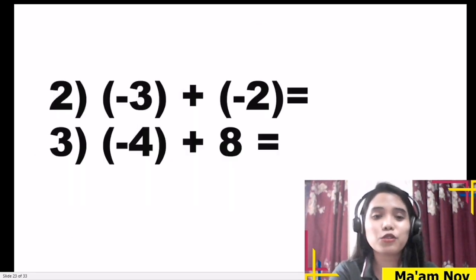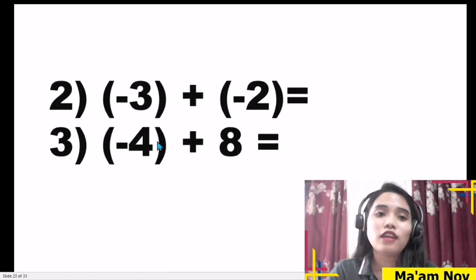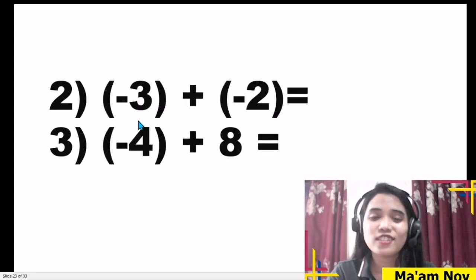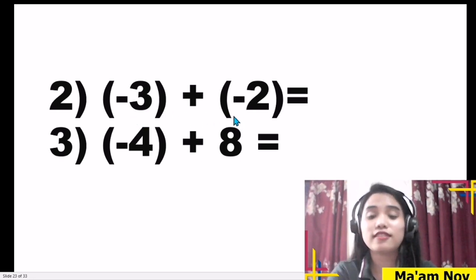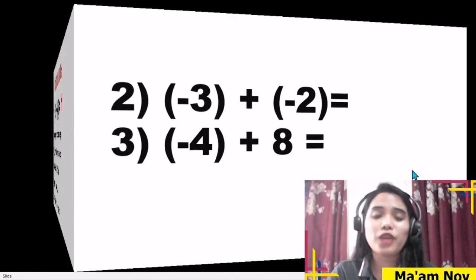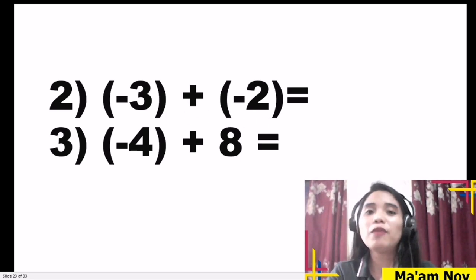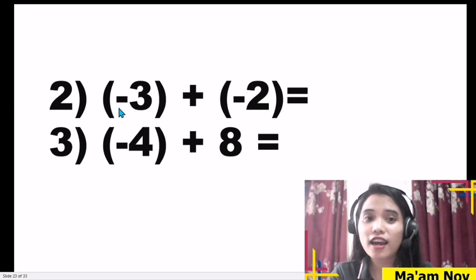Next, how about number 2? Negative 3 plus negative 2. What is the addition rule? Is number 2 same sign or different signs? So, they are the same sign. Both are negative. So, we will just add and keep the sign. So, we have negative 3 plus negative 2. So, 3 plus 2, ang sagot is 5. Ano ba ang sign na common sa kanilang dalawa? Negative. So, sagot is negative 5.